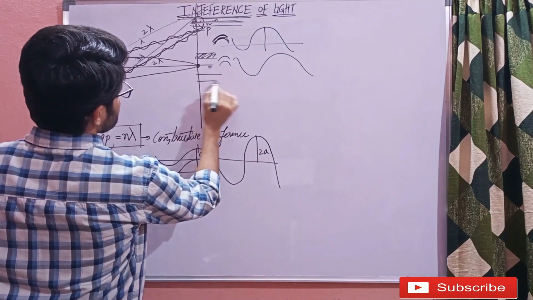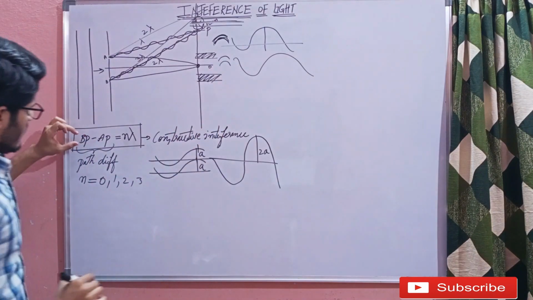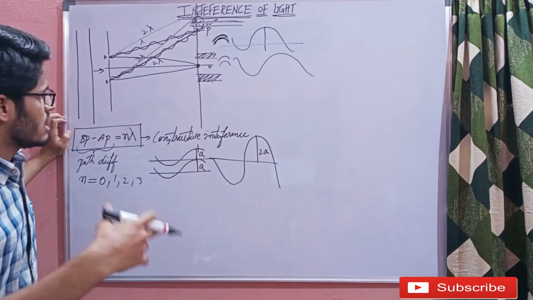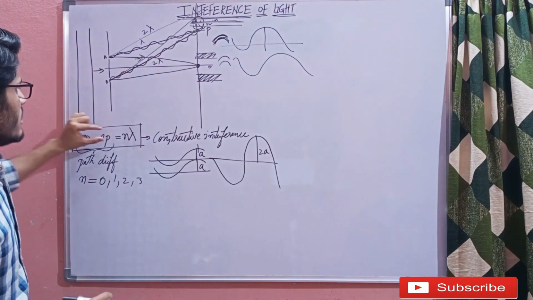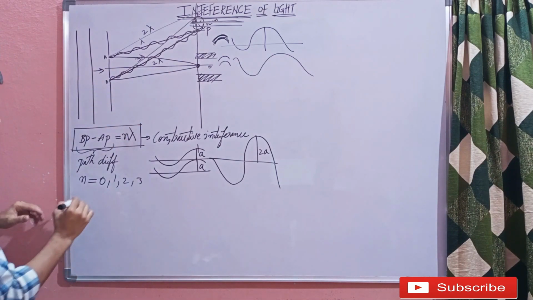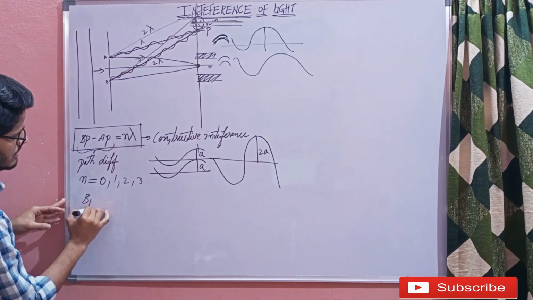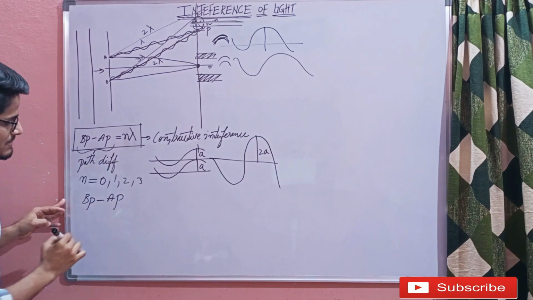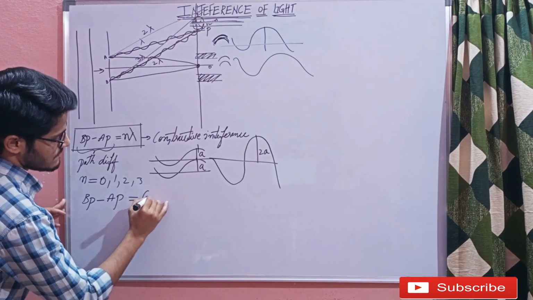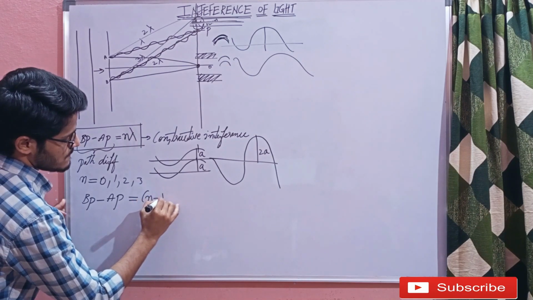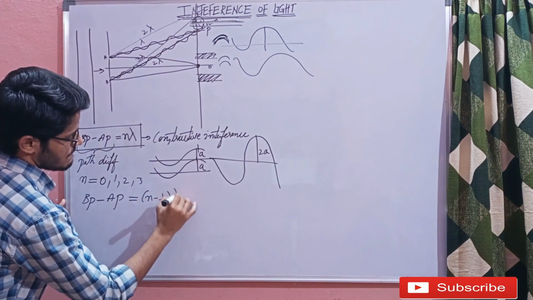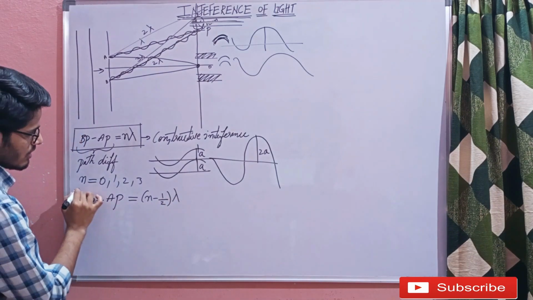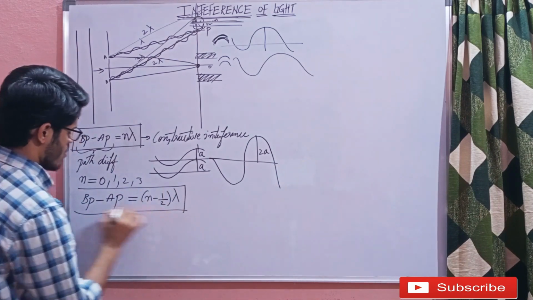Now we'll see what the condition is. Like we have expressed mathematically the condition for constructive interference, similarly we'll express a condition for destructive interference. So you can guess now. You see P, the path difference BP minus AP should be (n minus 1) by 2. This is the condition for destructive interference.